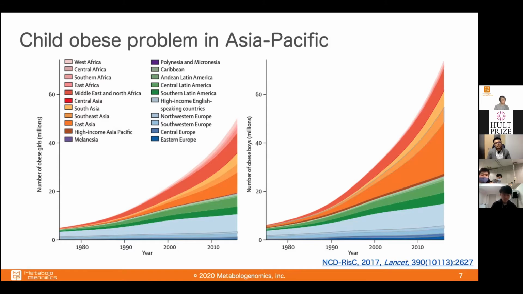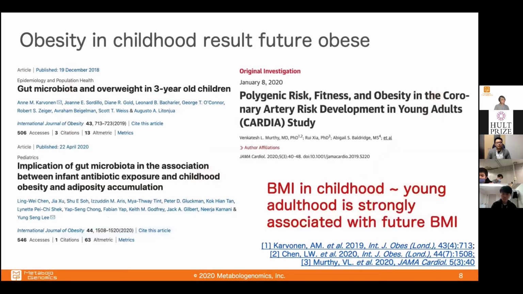And what this data is actually indicating is that there will be a significant increase in the obese population expected in Asia in future, because it has been reported that the BMI in childhood to young adulthood is strongly associated with future BMI.